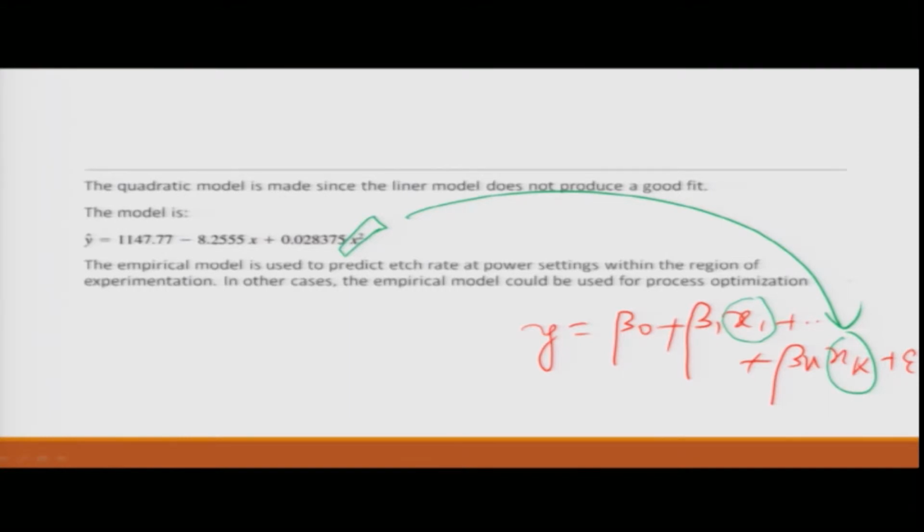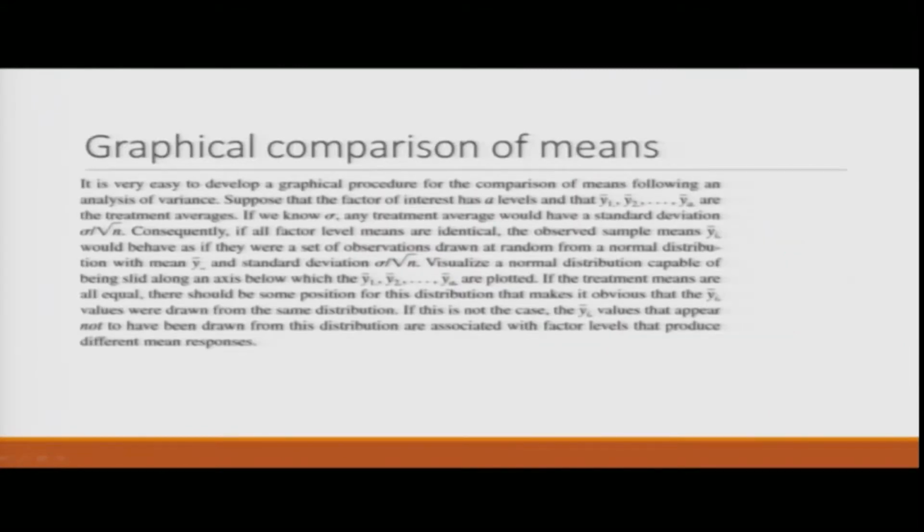In other cases, the empirical model could be used for the process optimization and the work can be done accordingly. Some graphical comparison of the means. It is very easy to develop a graphical procedure for the comparison of means following an analysis of variance.